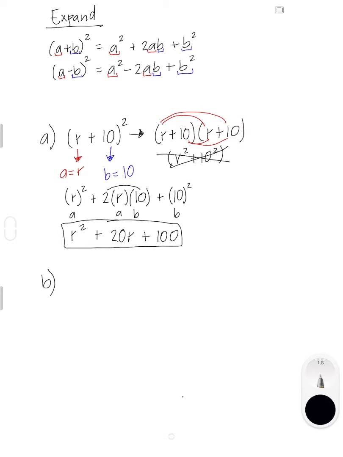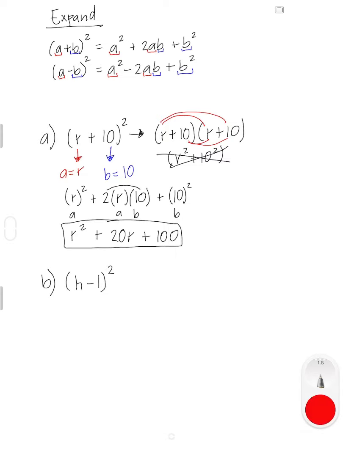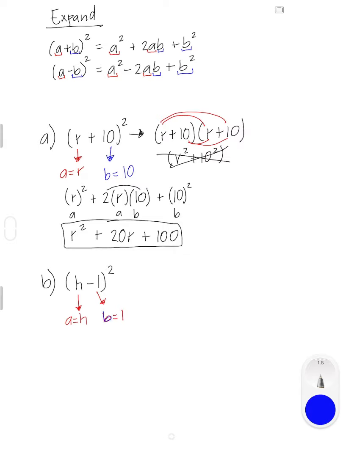Now let's try another example. For this one we have h minus 1 squared. Again, let's identify our a value and our b value. So a is the first one, so a equals h, and then b equals 1. Notice how I'm not putting negative 1, just 1. So b equals 1.